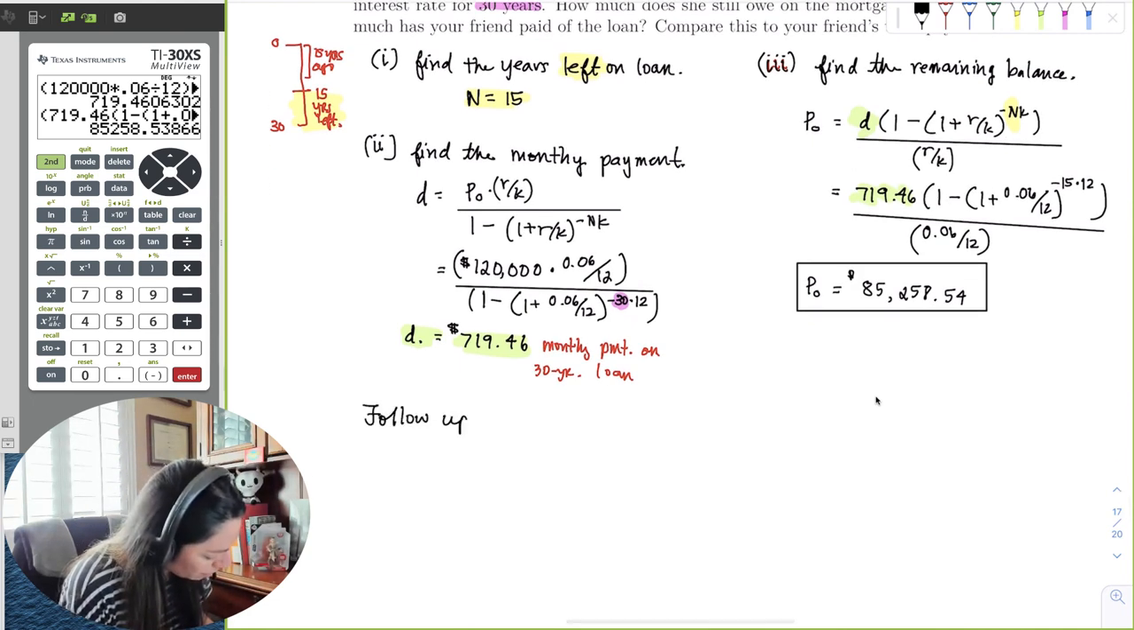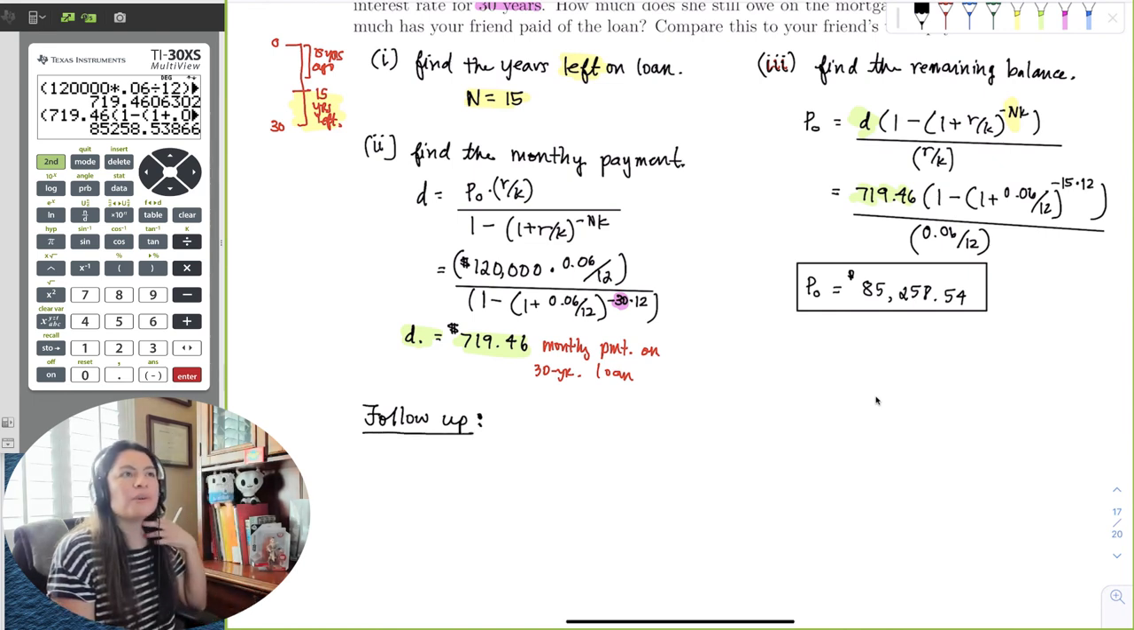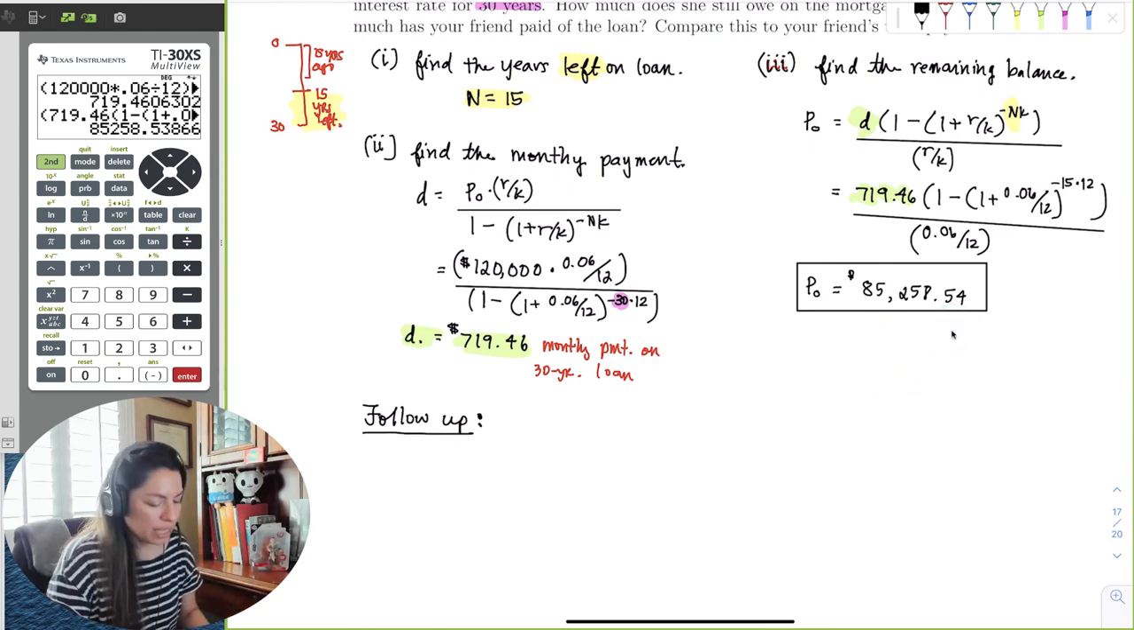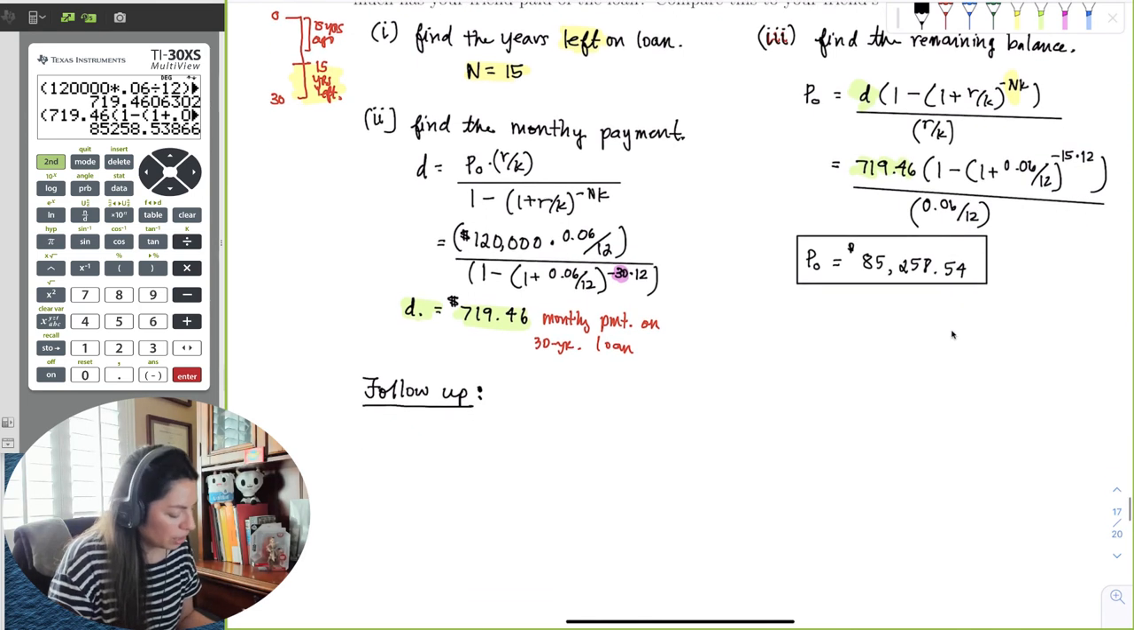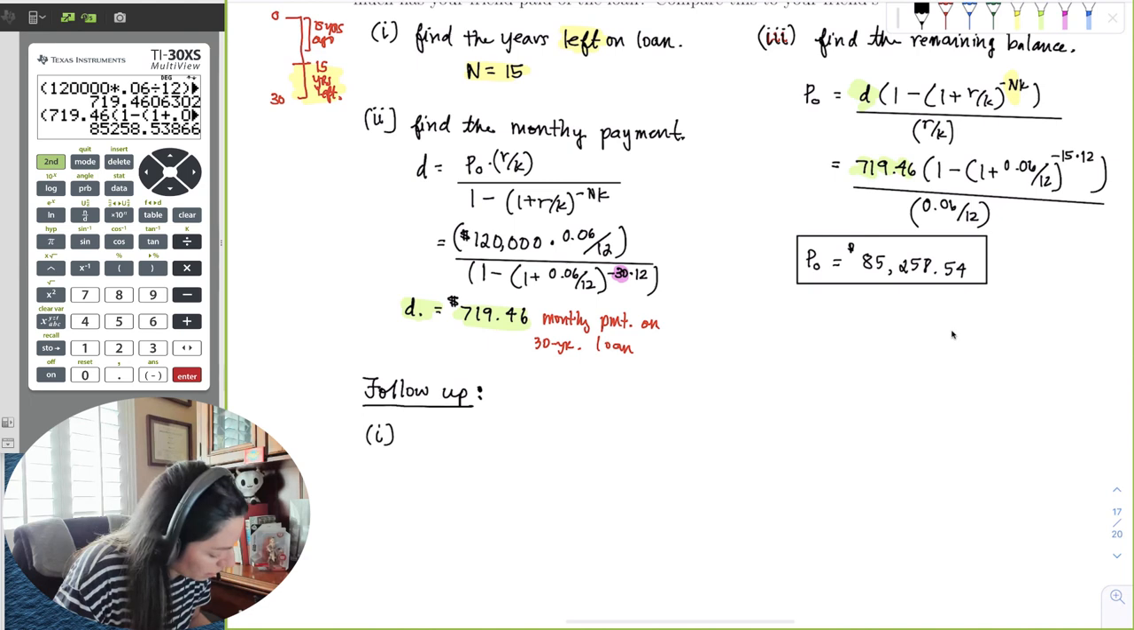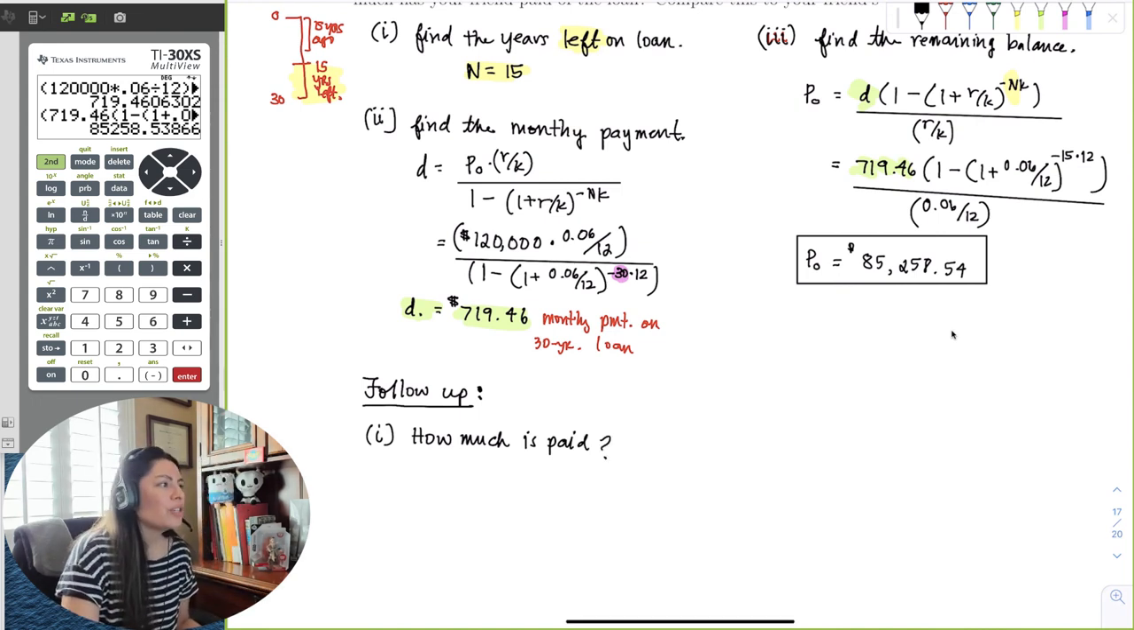Follow up. Okay. The first follow up question is how much has your friend paid of the loan? Right. So how much is paid on the loan? Okay. So that's the first question.